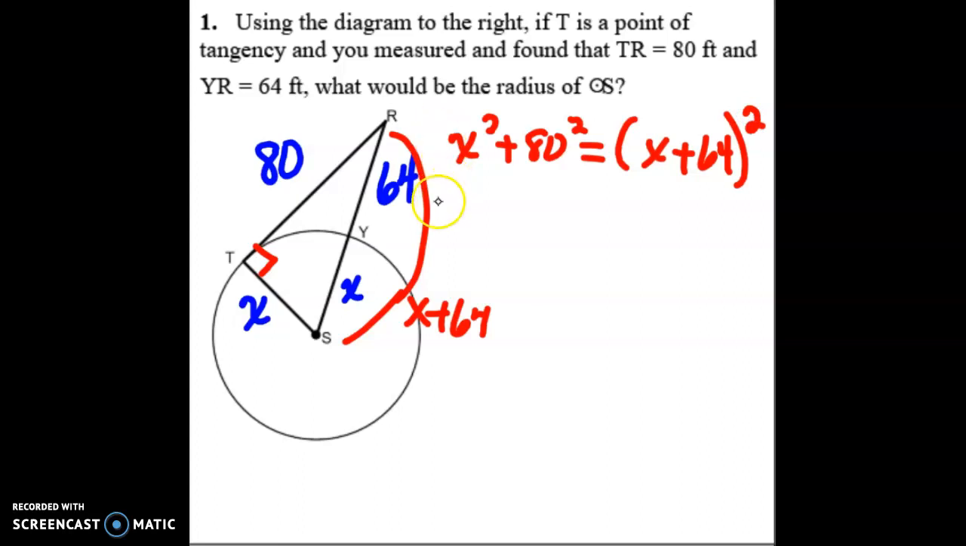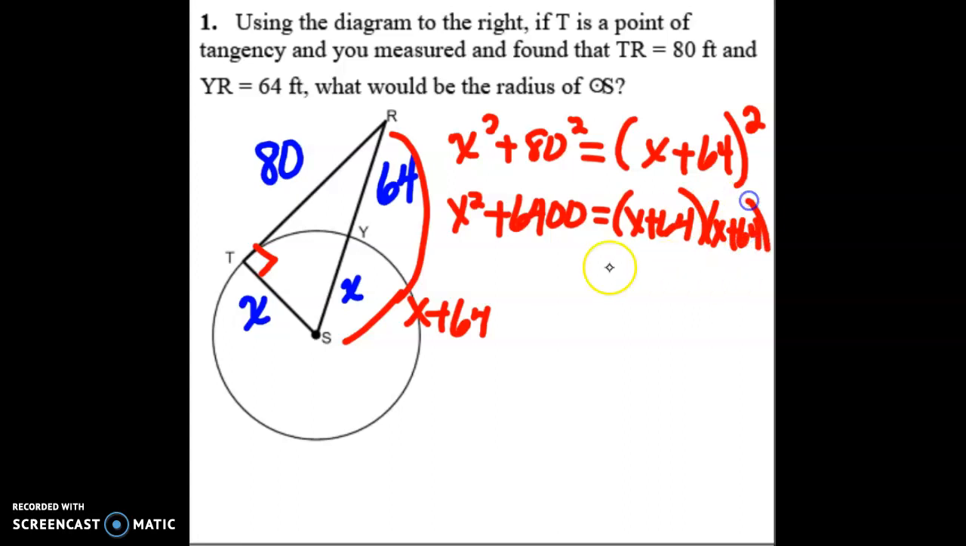All right, this is just algebra now. You have X squared plus 6,400. Here you'll have to write this twice. And do a little double distributing. You get X squared, 64X, another 64X, so that would be 128X. And the last one is 4,096. Sorry, I'm a little cramped for space here.